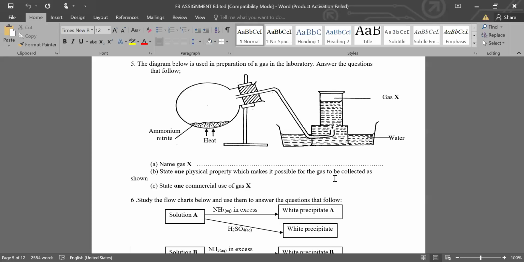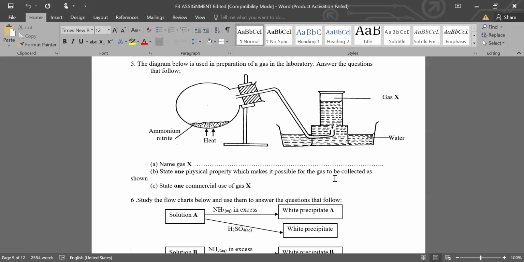When writing the equation on how nitrogen is formed, we write NH4NO2, that's how we write the ammonium nitrite, and then an arrow. On top of the arrow, we put heat. The product then is going to be N2, and the other product is going to be H2O. That is the water vapor.